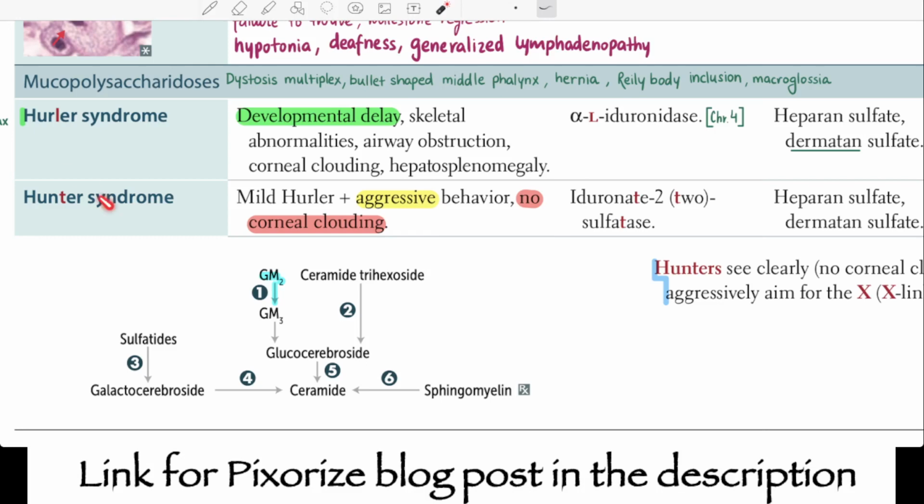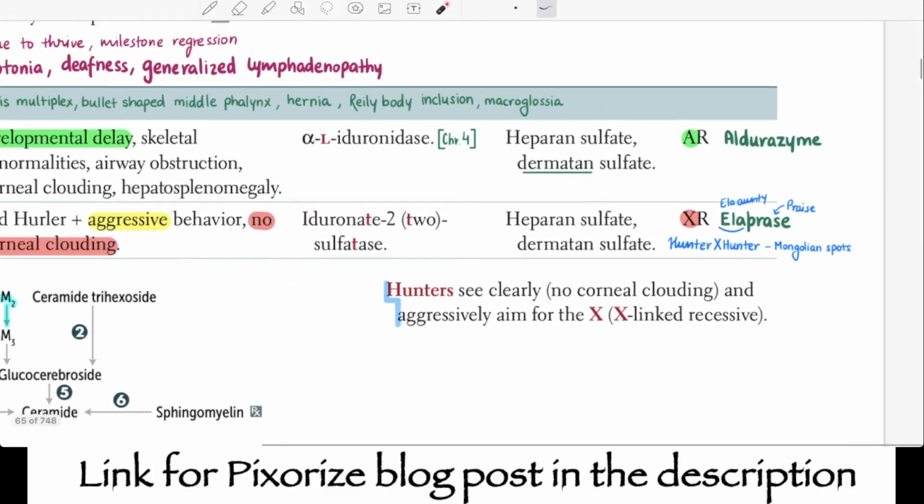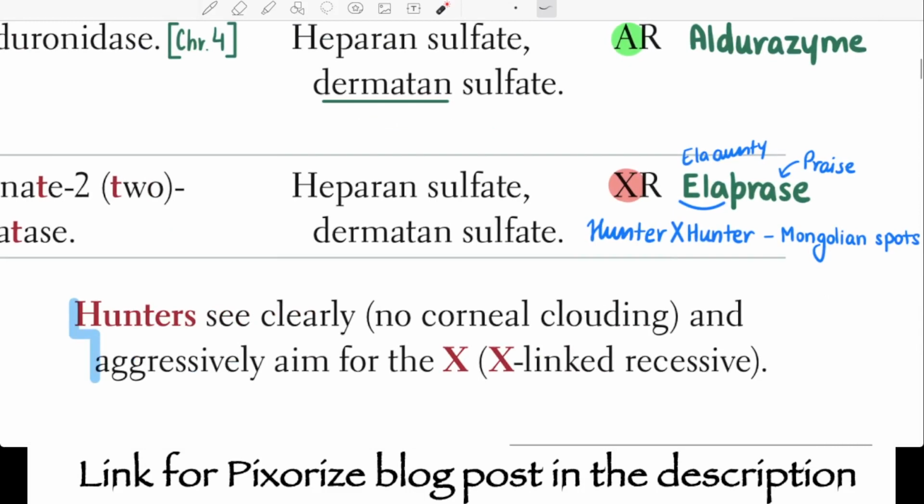Whenever you think about Hunter syndrome, then you think about the personality of a hunter. They are aggressive and they need to have really good visual acuity to hunt their prey, so no corneal clouding. And another thing is this hunter, you have to imagine that he's a Mongolian, which stands for Mongolian spots.